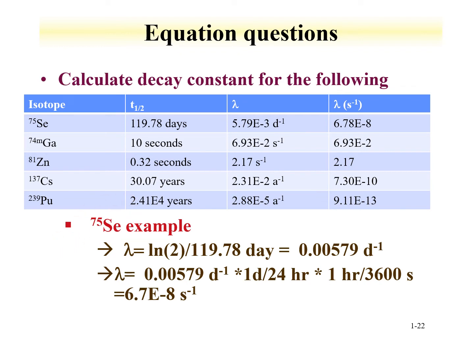So as an example, for selenium-75, the half-life is 119.78 days. Log 2 divided by 119.78 days is equal to 5.79 times 10 to the minus 3 per day. But if I want that in seconds, I convert the days to hours, hours to seconds, and then I get the decay constant in seconds.